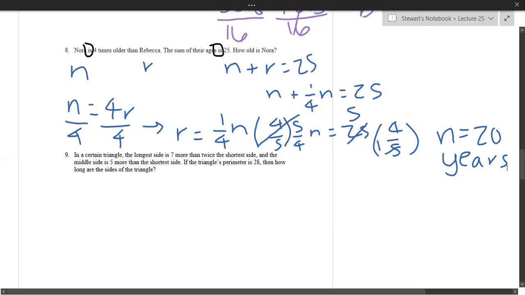Okay, so it says in a certain triangle, the longest side is 7 more than twice the shortest side, and the middle side is 5 more than the shortest side. If the triangle's perimeter is 28, then how long are the sides of the triangle?